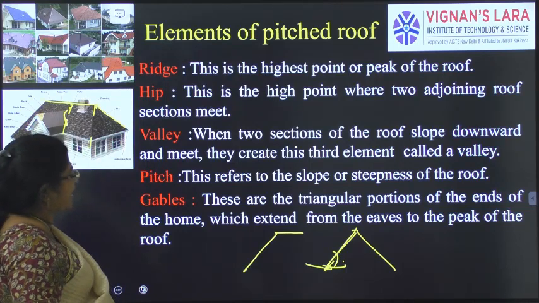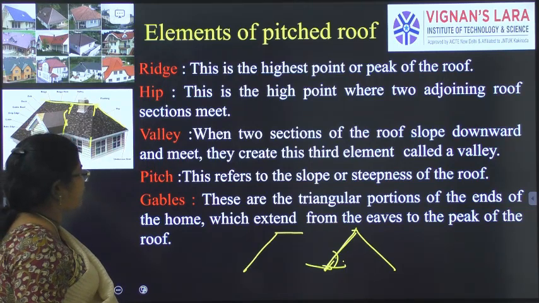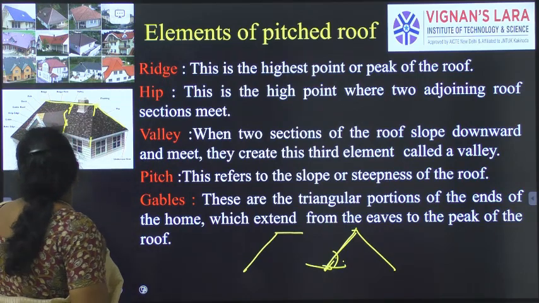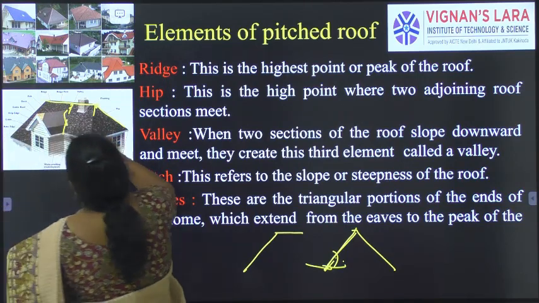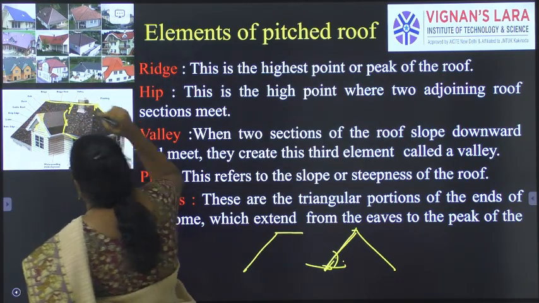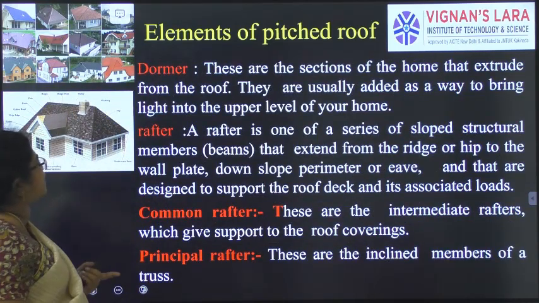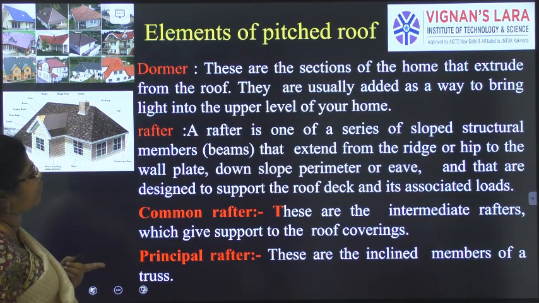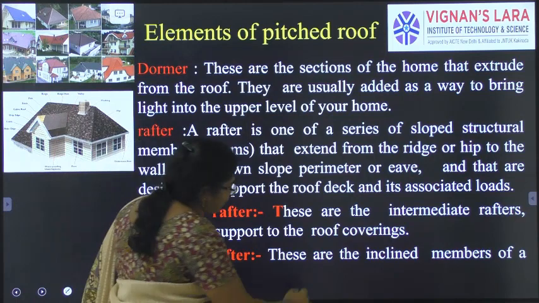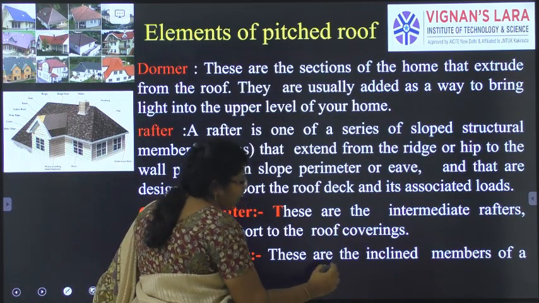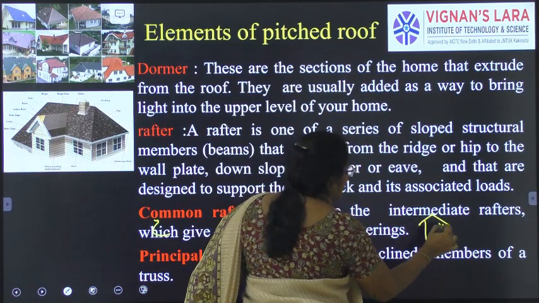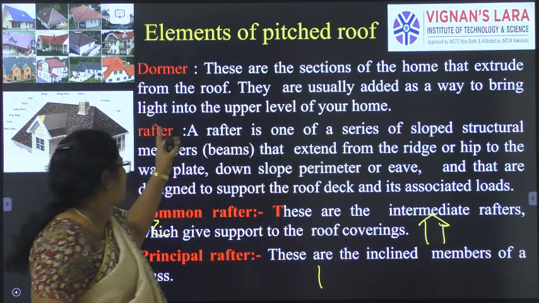The next one is gables, a triangular portion at the ends of the home which extends from the eaves to the peak of the roof. We call it the gable. These are called the eaves, and these are called the gables. The next one, dormer. These are sections of the home that extrude from the roof. So if I have a home like this, with a roof that extends, this extended portion I call the dormer.